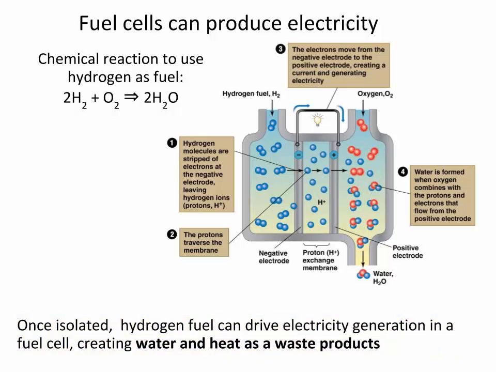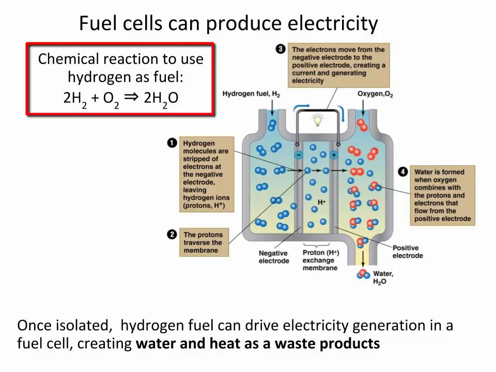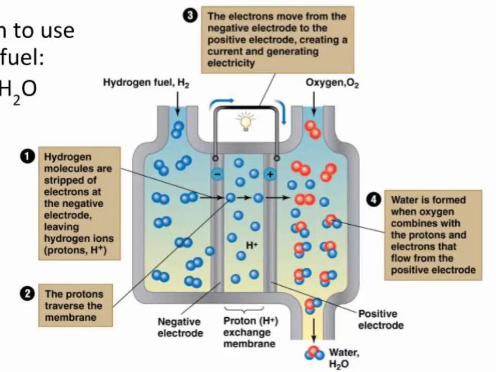The chemical reaction to generate electricity in a fuel cell is simply the reverse of electrolysis. An oxygen molecule and 2 hydrogen molecules bind to form 2 water molecules. When this process takes place in a fuel cell, it generates electricity. In this slide, you see a diagram of a hydrogen fuel cell.